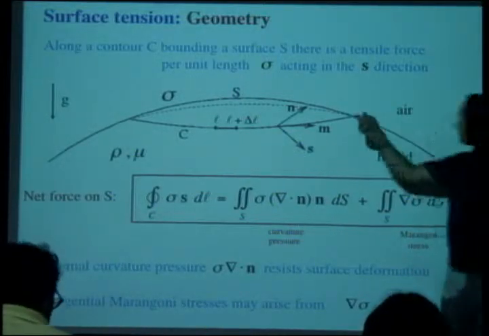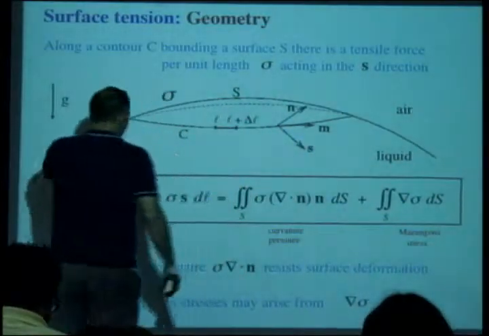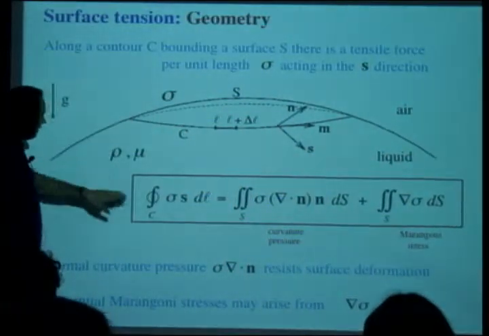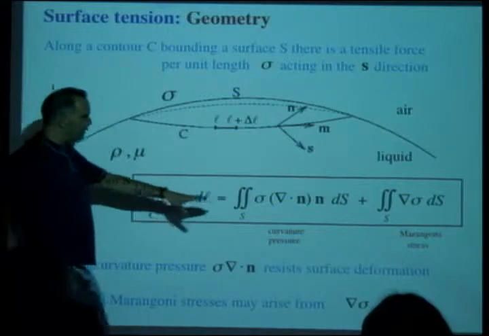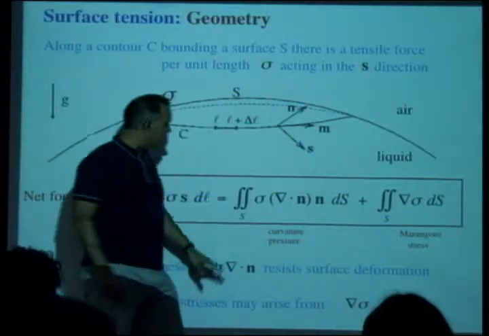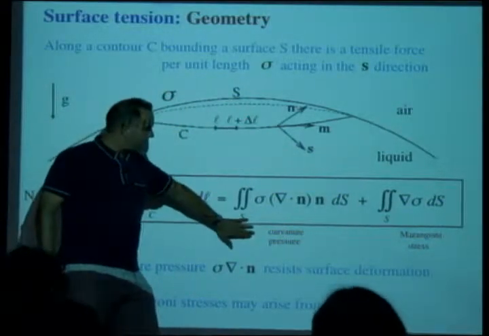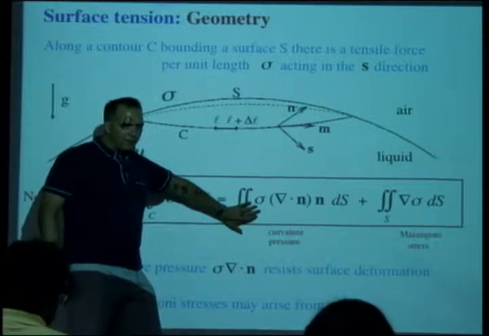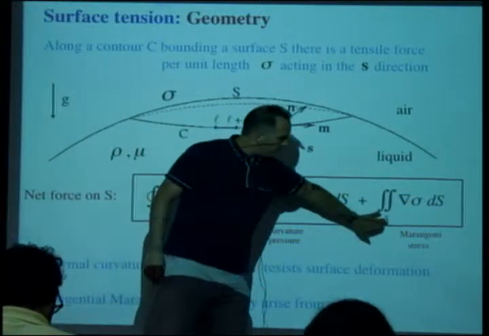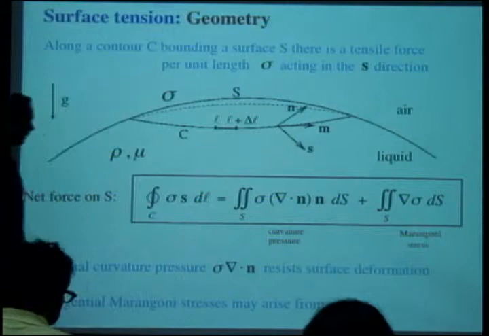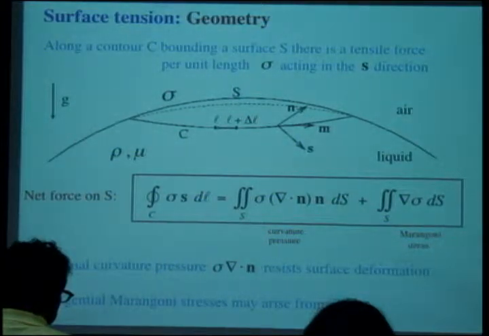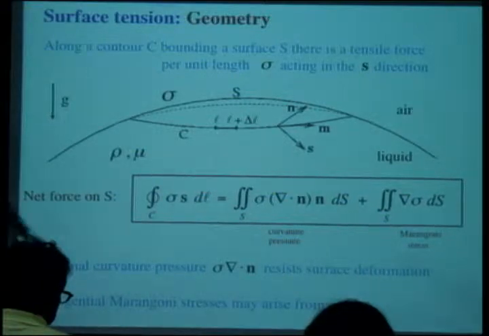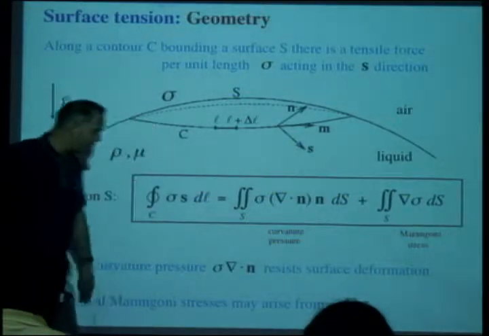So the net effect of this tensile force acting around this arc length, this line integral, gives rise to something equivalent to a surface integral. So you get a curvature pressure or Laplace pressure contributing to the normal stress balance. And then you have the tangential component being the Marangoni stress. So basically surface tension has two net effects. One is to contribute a normal curvature pressure, proportional to the surface tension times the divergence of the normal.